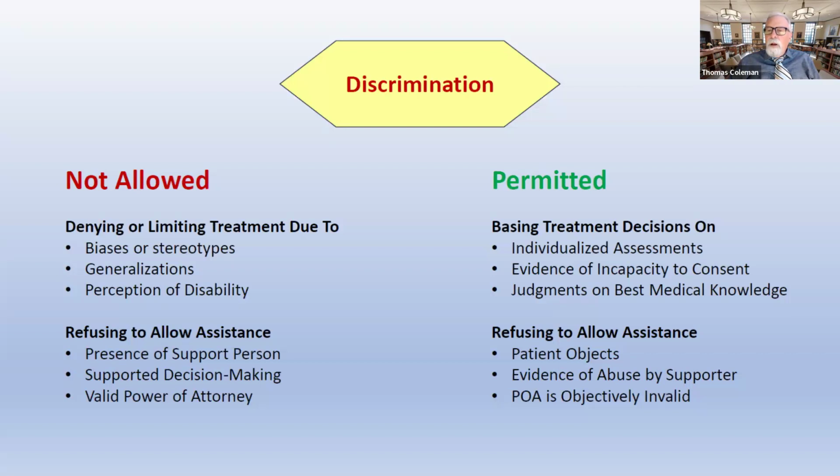Also permitted, the providers can refuse to allow assistance if the patient objects to a particular person assisting. They don't want them to assist. Or if there's evidence of abuse by a support person, then the provider can say no to that support person. Or if there's objective evidence that the power of attorney is invalid.